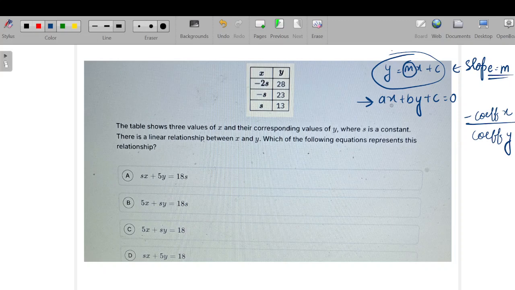What is the coefficient of x? A. So negative a over b, because coefficient of y is b. So that's how we can easily find out the answer. Now let's come back to this question.